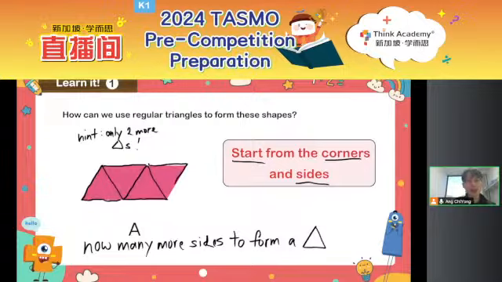How many triangles do you see? 1, 2, 3, 4. Okay, so we need how many regular triangles to form this shape? We only need 4. Okay, so good job for those who have done it.